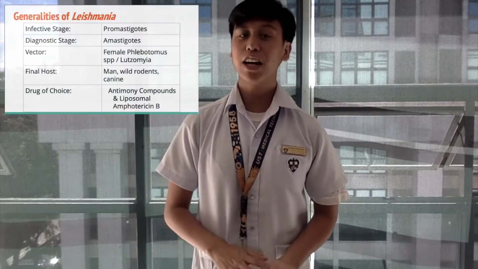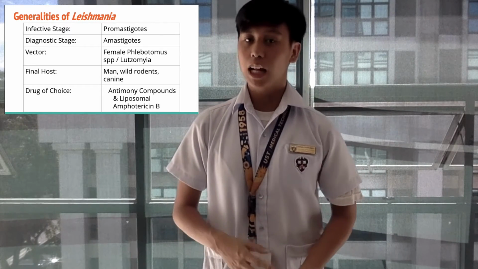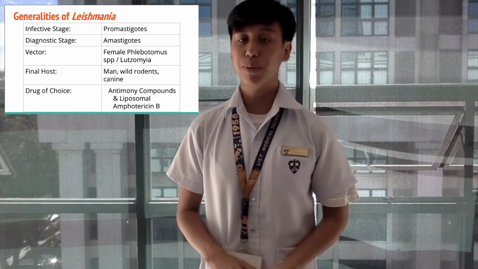So now for the generalities of Leishmania, but before we start that, take note that Leishmania species cannot be differentiated as they are morphologically similar. So for the infective stage of Leishmania, we have the promastigotes. The diagnostic stage are amastigotes. The vectors are female Phlebotomus spp. or Lutzomyia.